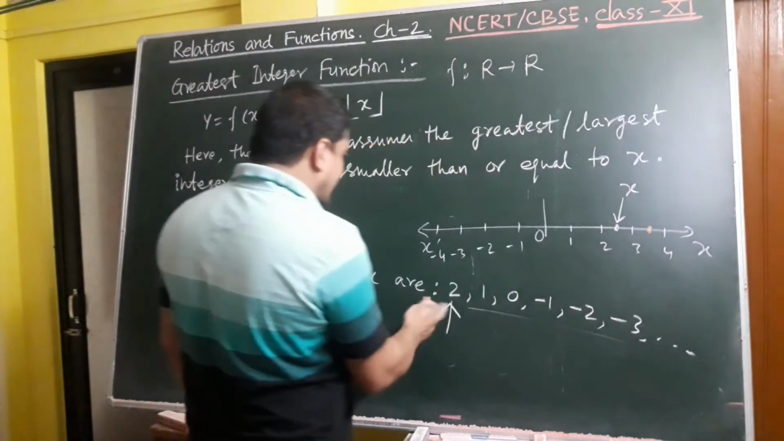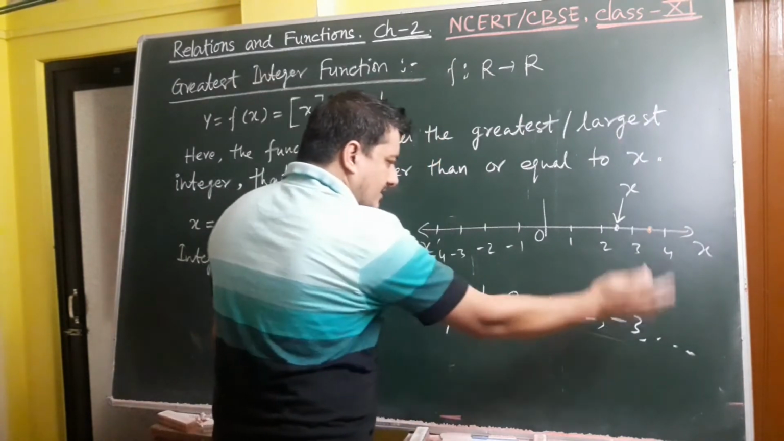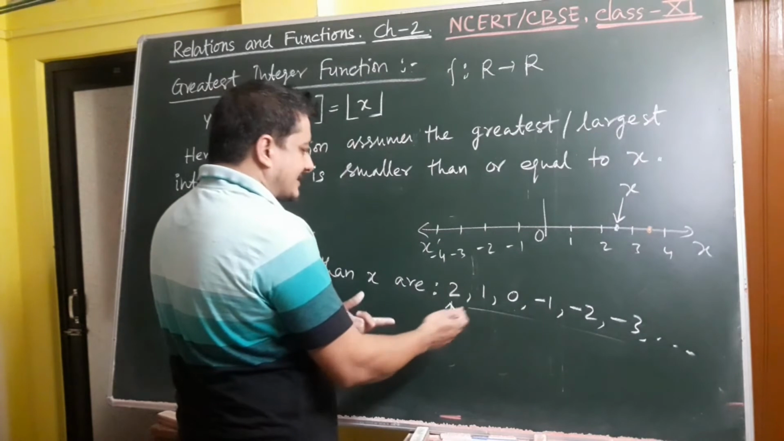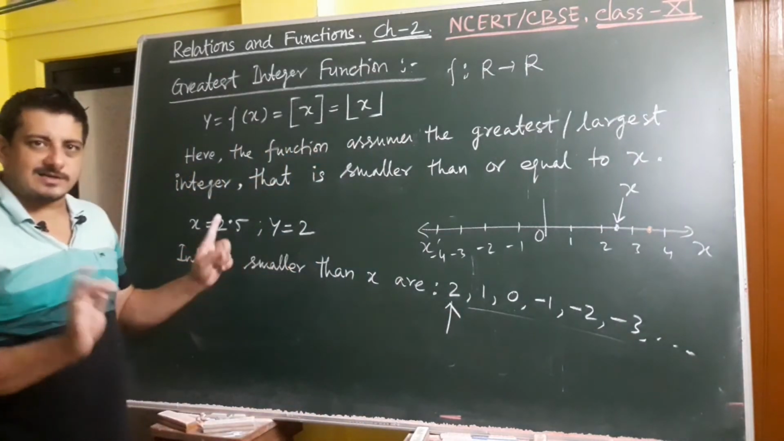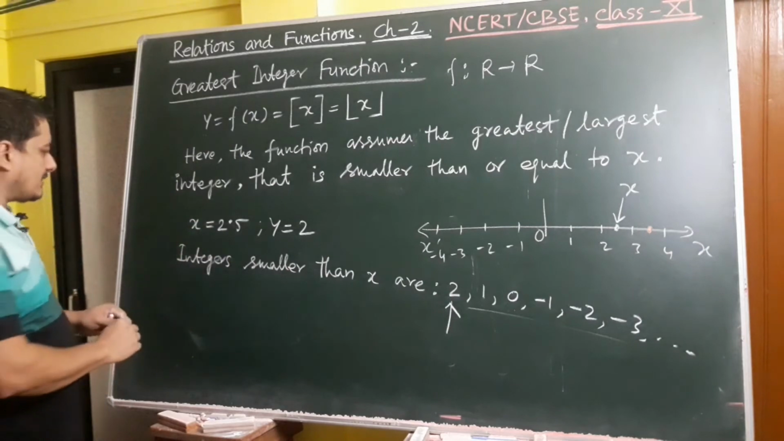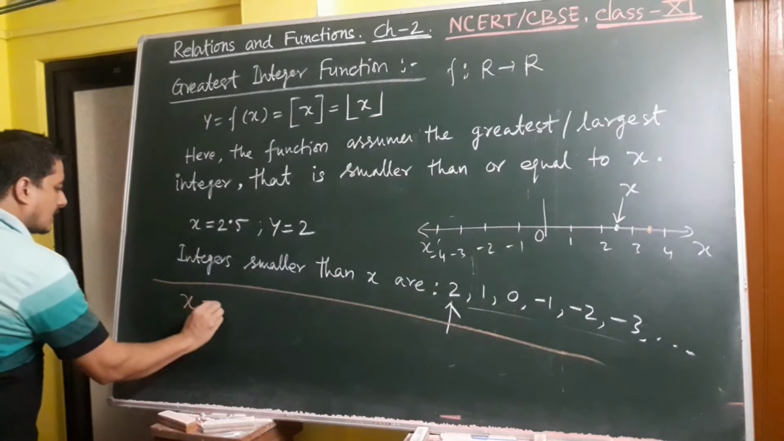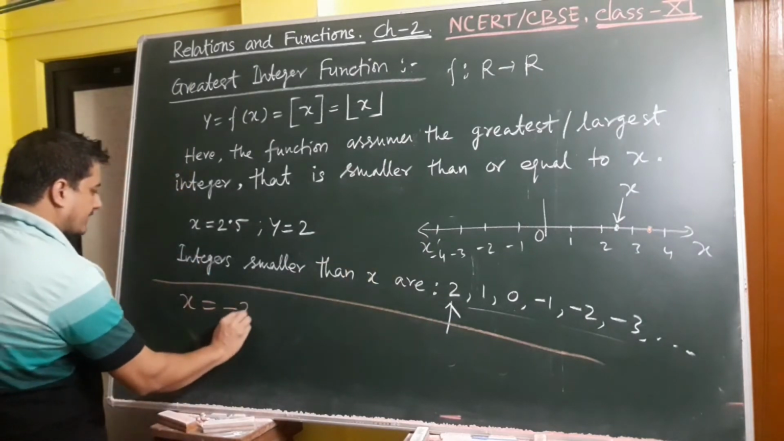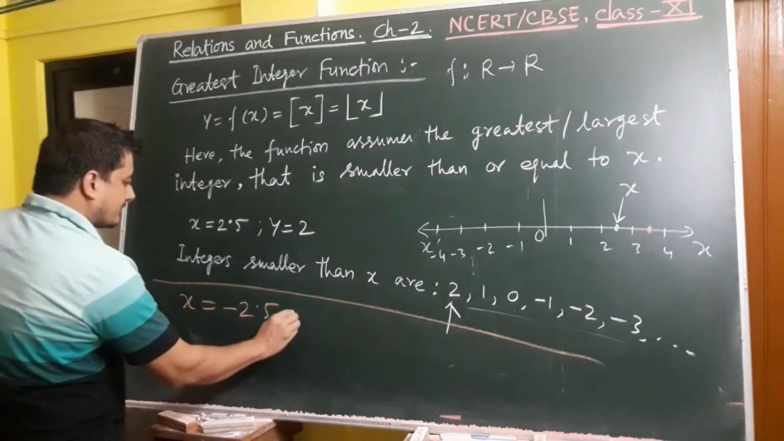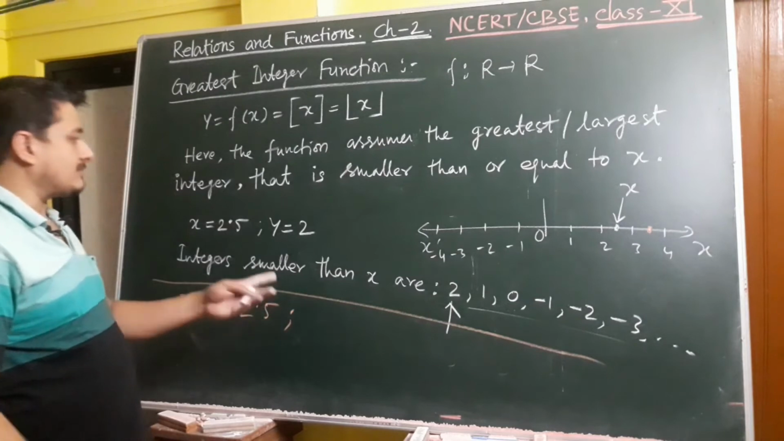What are the integers that are smaller than 3.5? That will be 3, 2, 1, 0 and all these. Among all these numbers, which one is the largest? 3. So if it is 3.5, it will be 3. Now I will take one negative value. Say x is equal to minus 2.5. Then what are the integers which are smaller than minus 2.5?